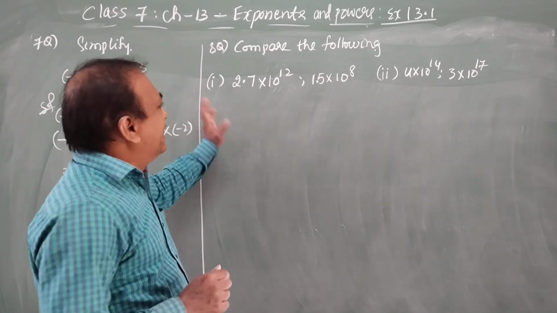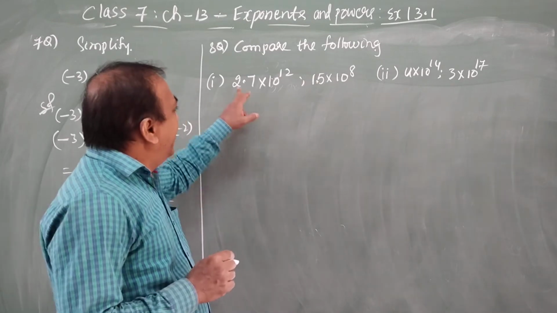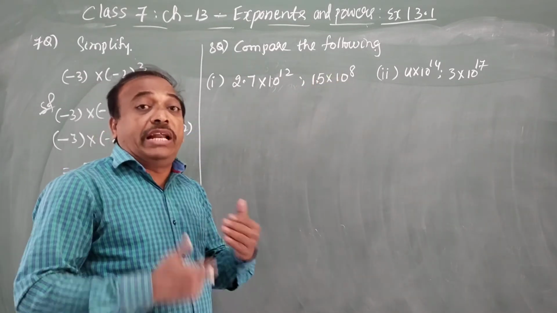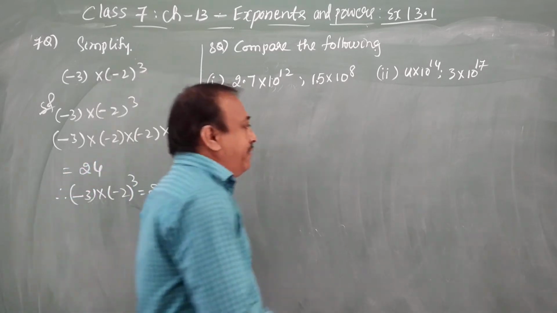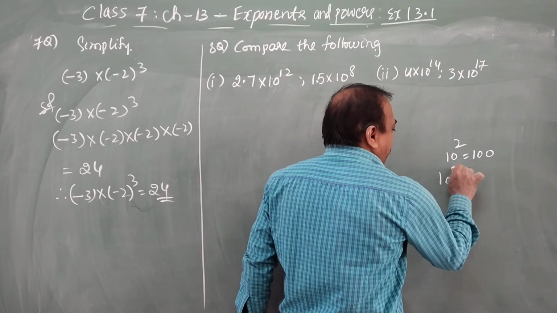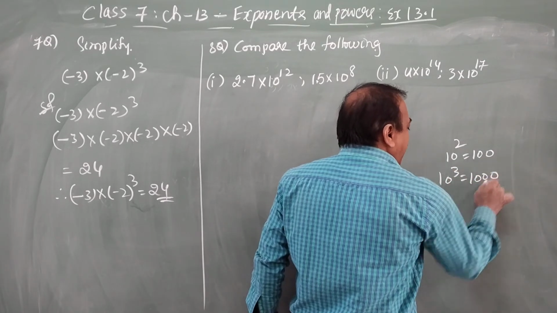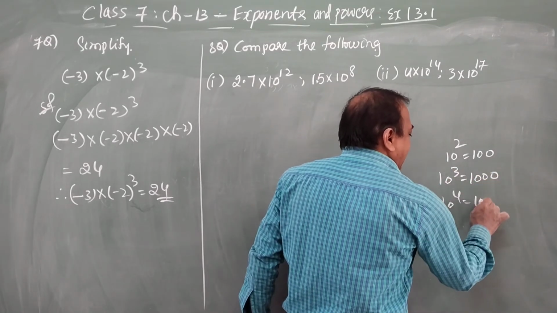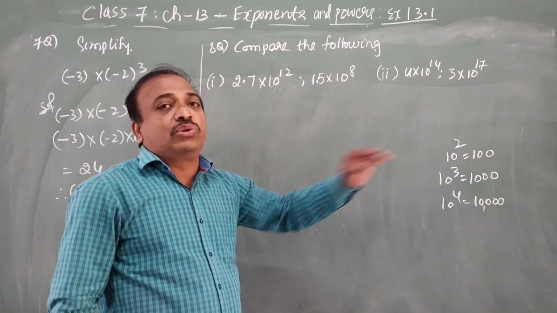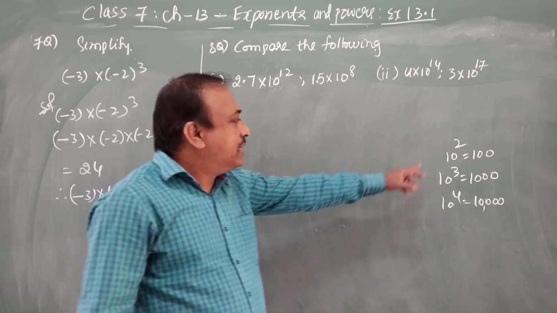Now question number 8 we see. Compare the following. Here the decimal digits and you see the powers. 10 power 2, 10 power 3, 10 power 4, 10 power 5, when we observe, 10 square is 100, 10 to the power 3 is 1000, 10 to the power 4 is 10,000. As the power is increasing, the value is also increasing. Am I right?